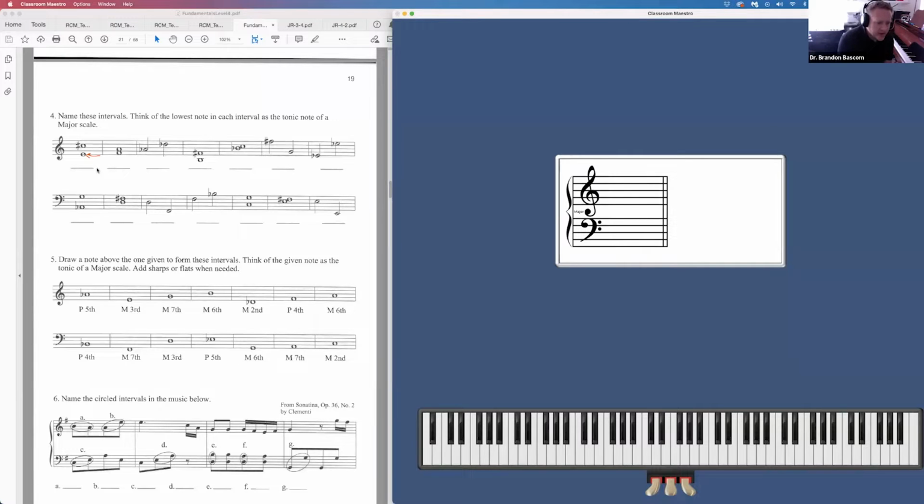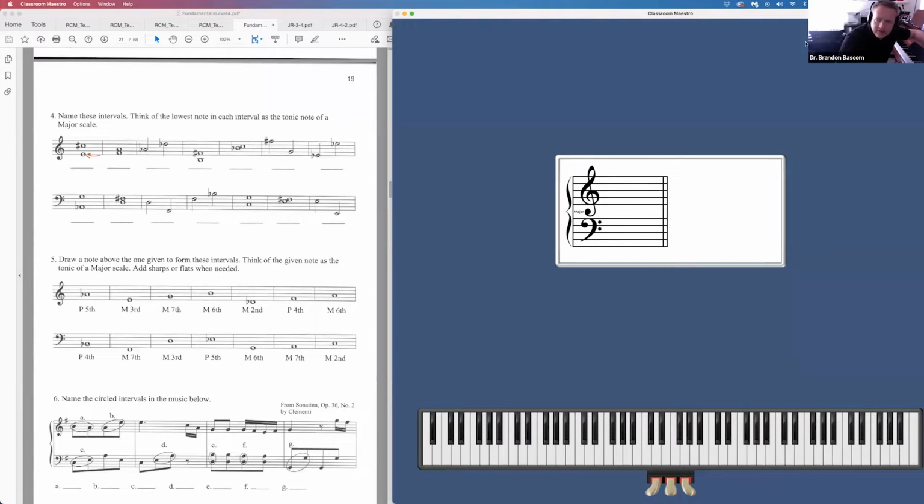Okay, going on to part 5. They've given us the interval that they want, and they've given us the bottom note. Again, we still have to think of what is the key signature for that bottom note. What are the notes in that scale? So we know whether or not we need a sharp or a flat. So go ahead and draw in those intervals.